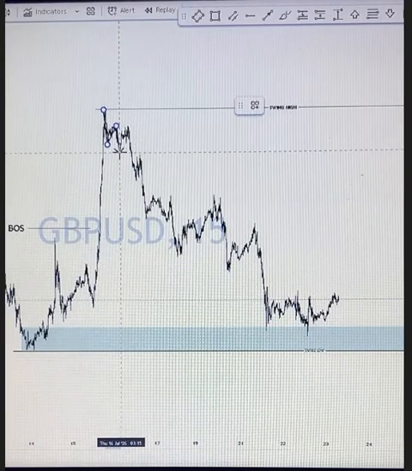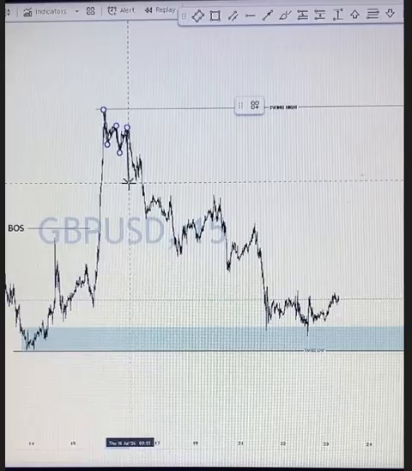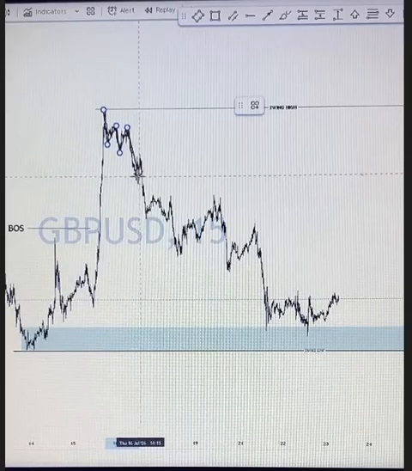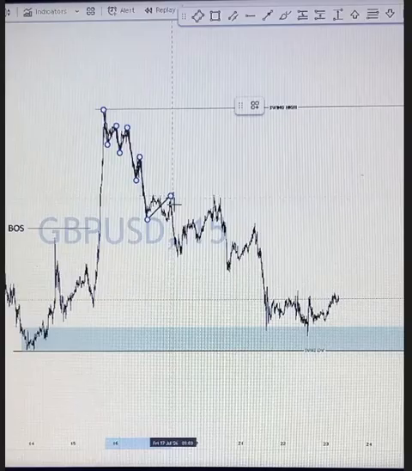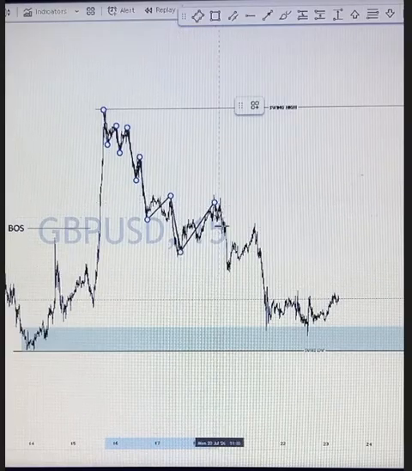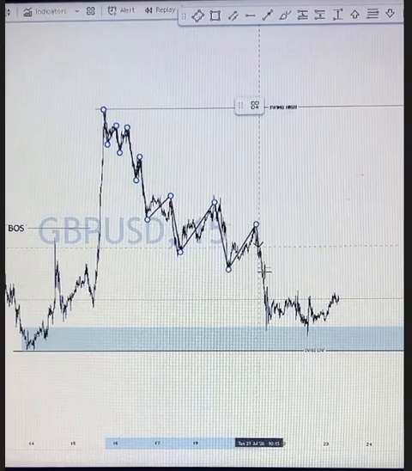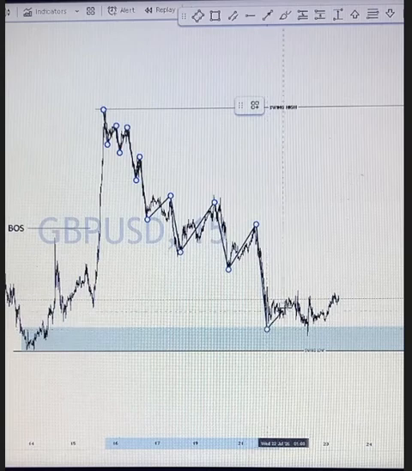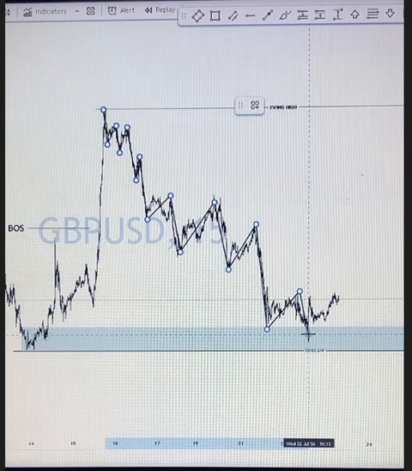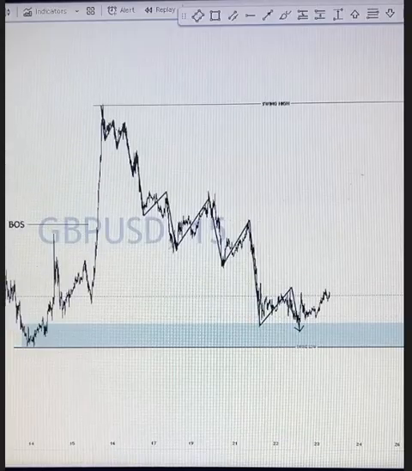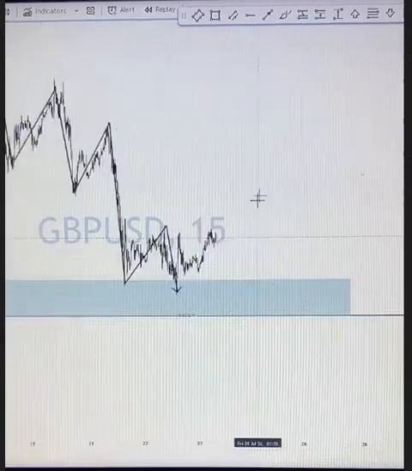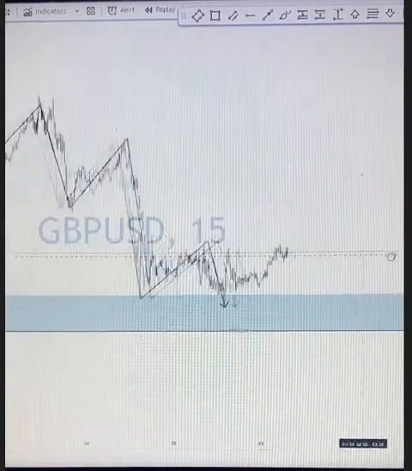On 15 minutes, we can clearly see that price is bearish, right? We can clearly see that price is bearish. This is breakout, pullback, and another breakout. Okay, from what we see right now, guys, is 15 minutes bullish or bearish?